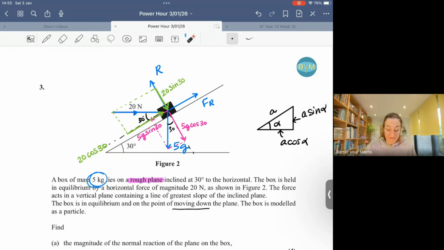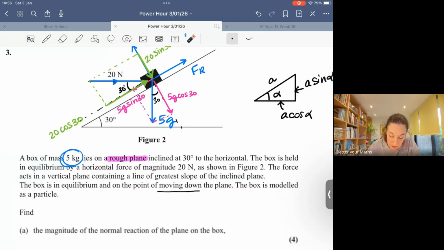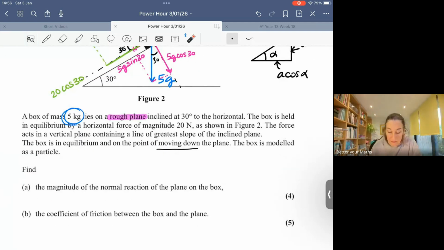Okay, so now this one and this one, they are vectors. So instead of working with the actual vector, I'm working with the components. So I'm substituting this one by this and this. And I'm substituting this one by this and this. Yeah? What are they asking me? Find the magnitude of the normal reaction on the plane on the box.